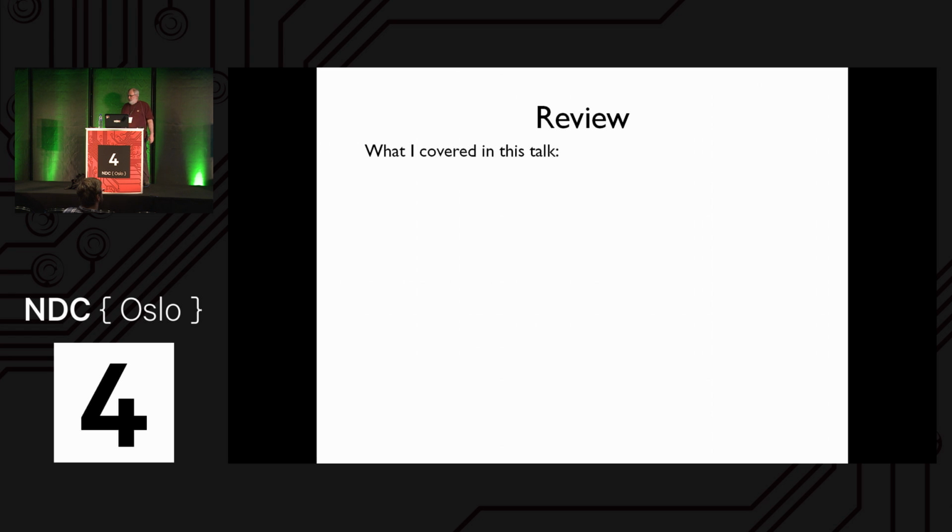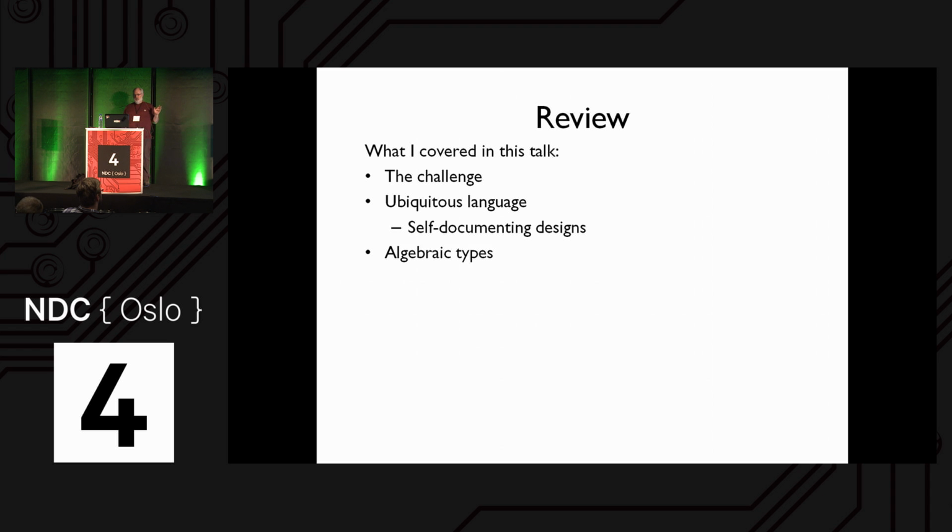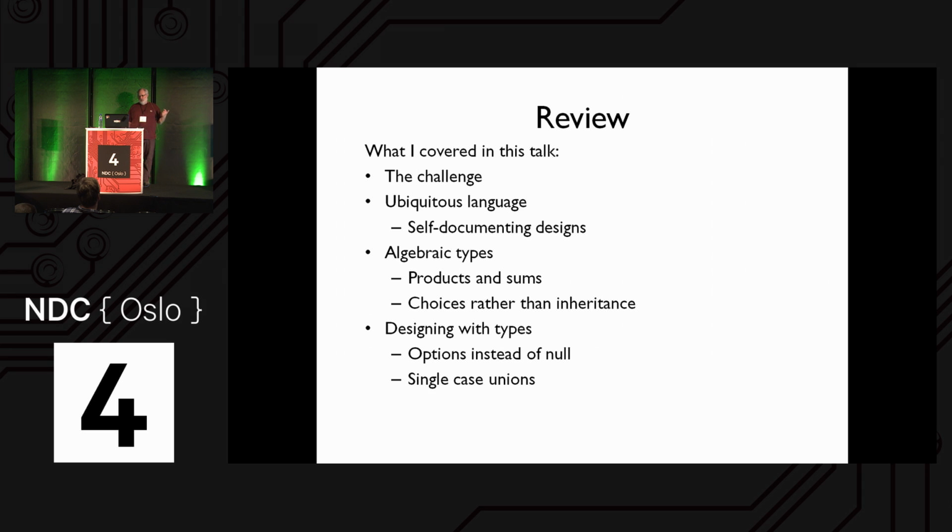So let's look at what we covered. I talked about this challenge, right? Could we make that original design better? I talked about ubiquitous language. I talked about self-documenting designs. I talked about algebraic types and products and sums, and using choices to model things rather than inheritance. That's a kind of key takeaway. And then we talked about designing with types and using options instead of null, using these single case unions to wrap types, and making illegal states unrepresentable, trying to capture the domain rules in the type system directly.